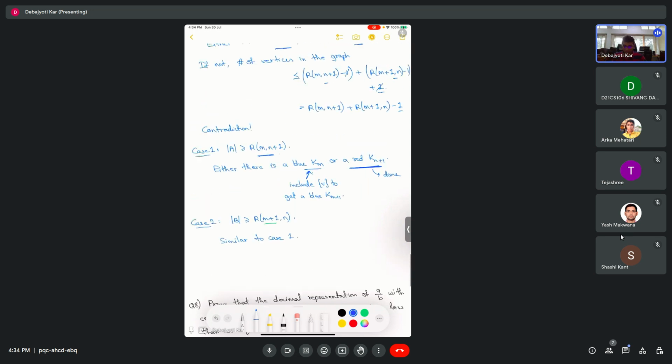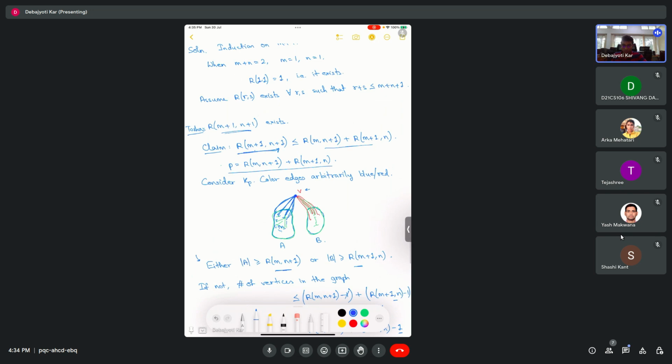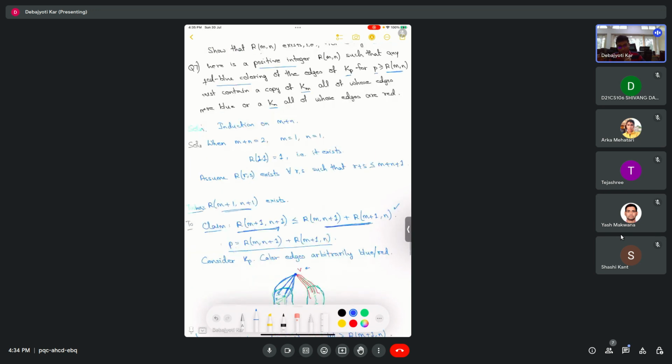So hence by induction we showed that r of m plus 1 comma n plus 1 exists. That is, we have shown an upper bound, and that is all we need. We have shown that any graph on at least this many vertices will satisfy the property that we want: either there is a blue complete graph on m plus 1 vertices or a red complete graph on n plus 1 vertices. So hence R of m, n exists. We have shown it by induction.